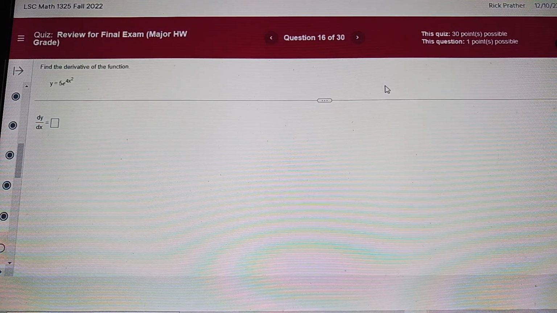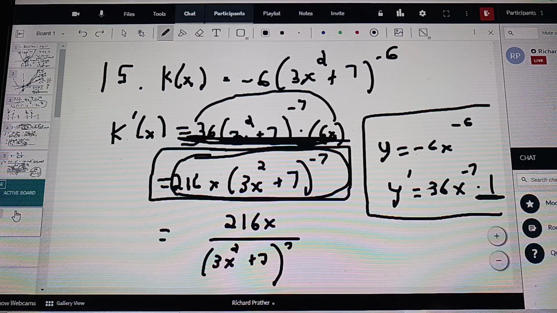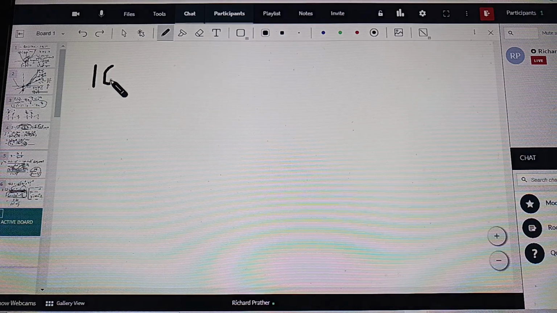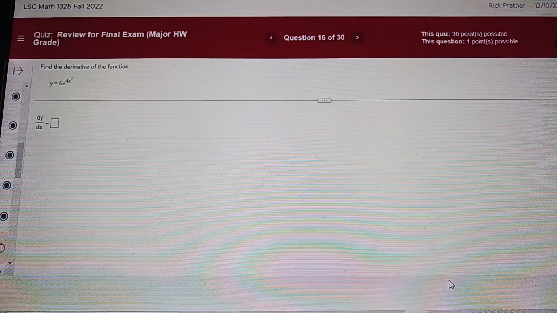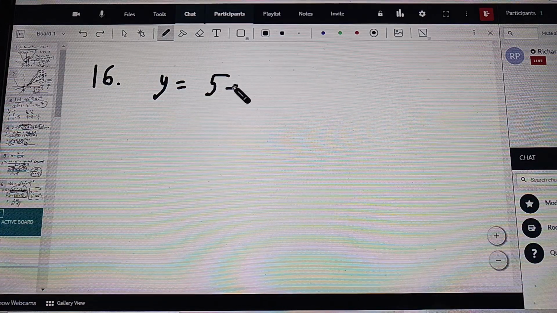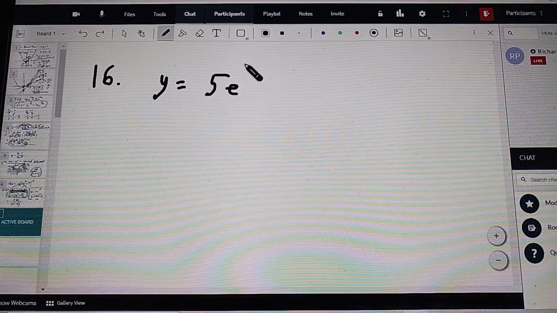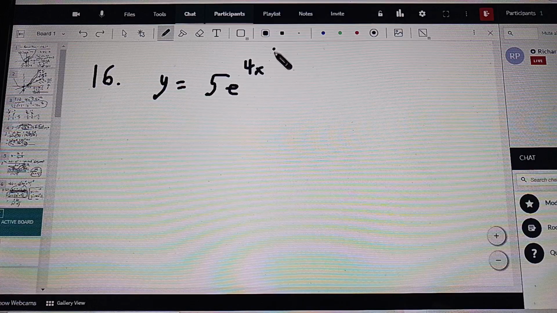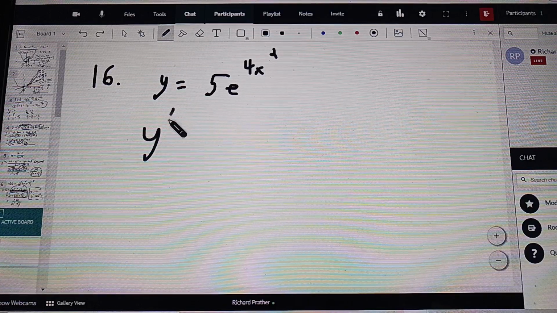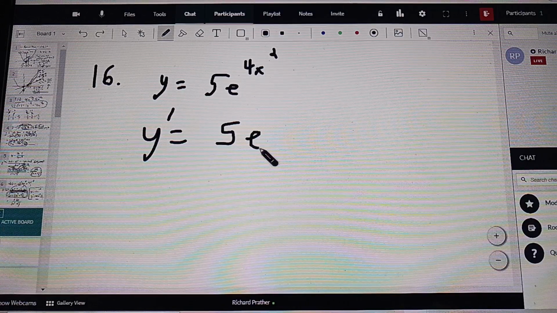Okay, so that was 4 types of derivatives. The 5th and the 6th type are exponentials and logs. So the rule for exponential, those are the nicest ones of them all, because the derivative of an exponential is itself at first. So 5e to the 4x squared. The derivative of an exponential is itself. That's the nice part about it.